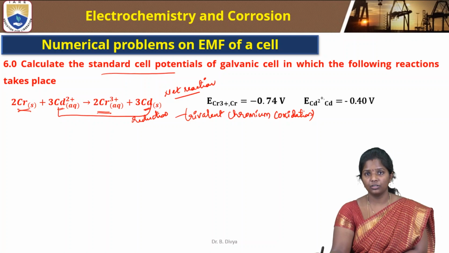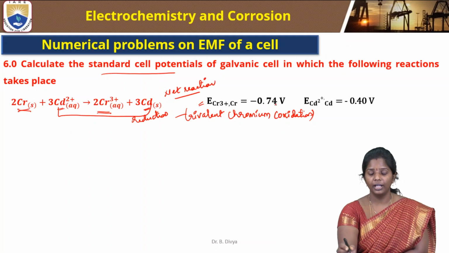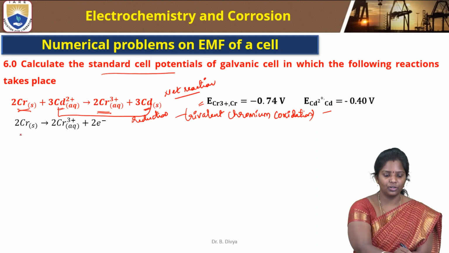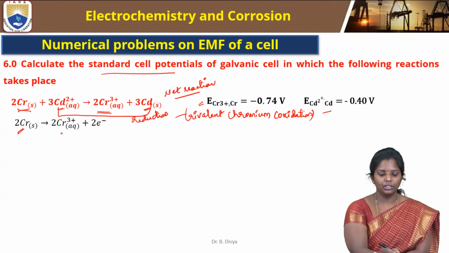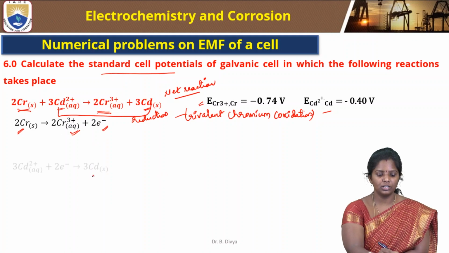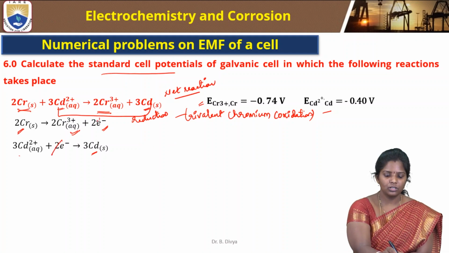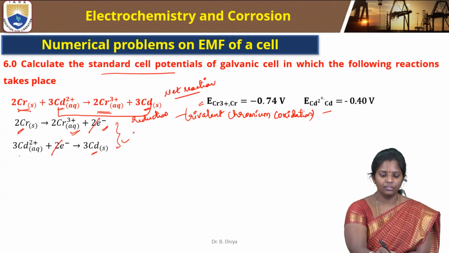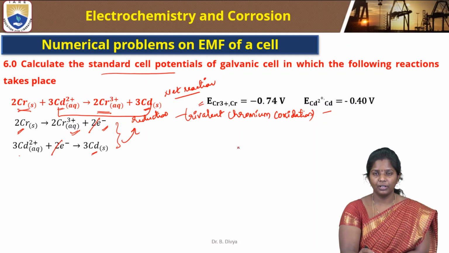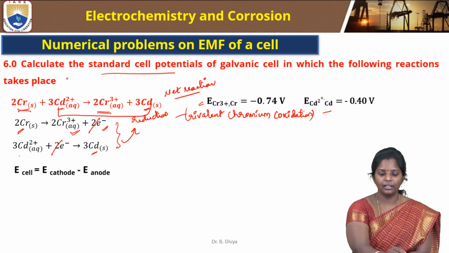They have given the electrode potentials: for chromium minus 0.74 volt, and for cadmium minus 0.40 volt. Now we have to write the equations: chromium is converting to trivalent chromium in aqueous form and 2 electrons are liberated, and the cadmium ion is reduced to cadmium. The electrons get cancelled, and we get the final net reaction as per the question. Now we will calculate the E cell for that.